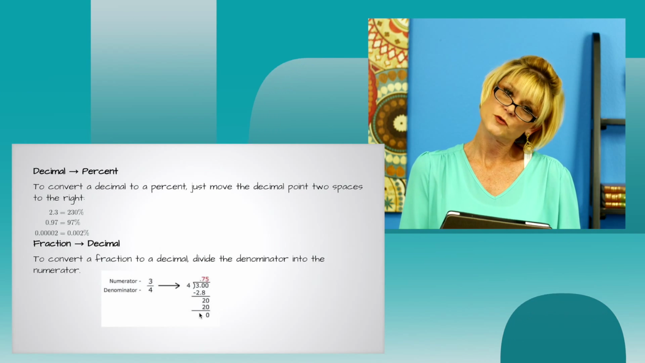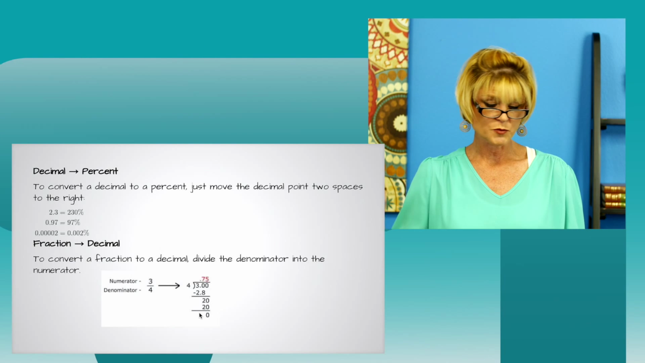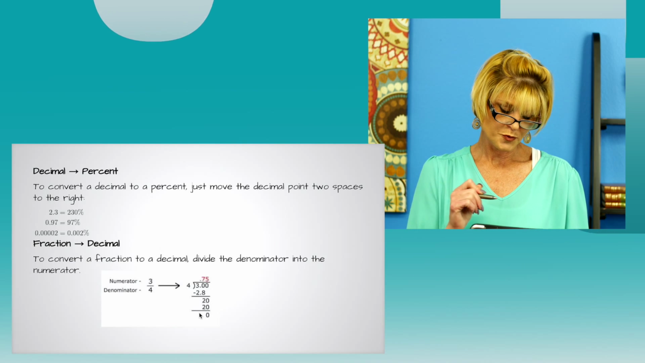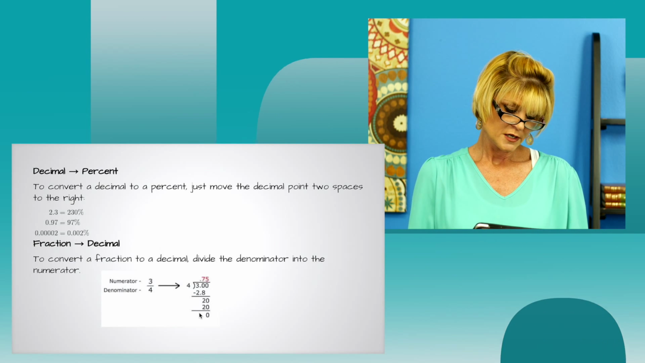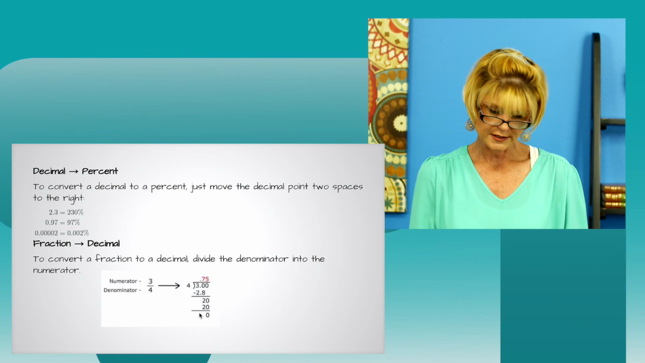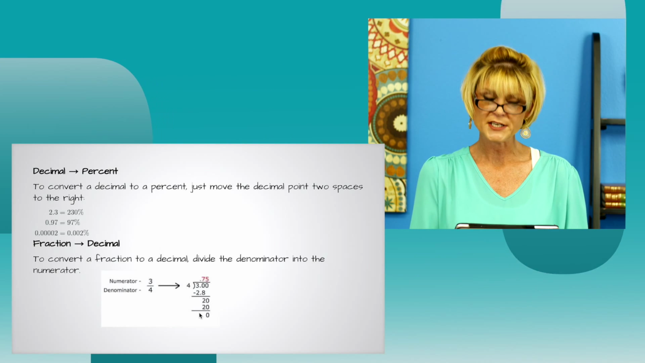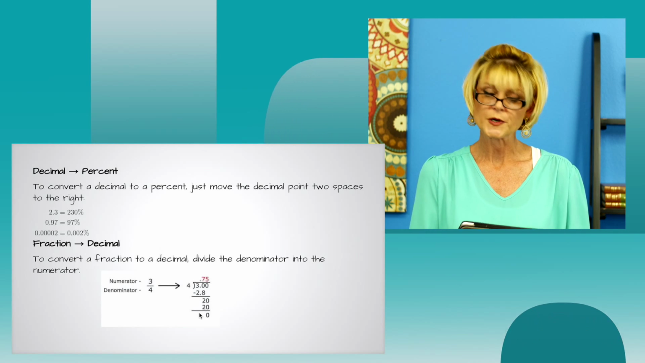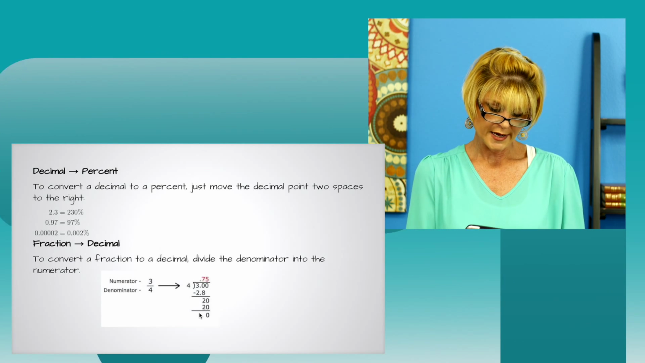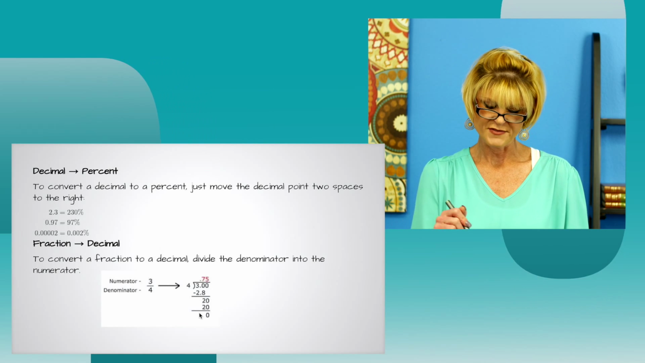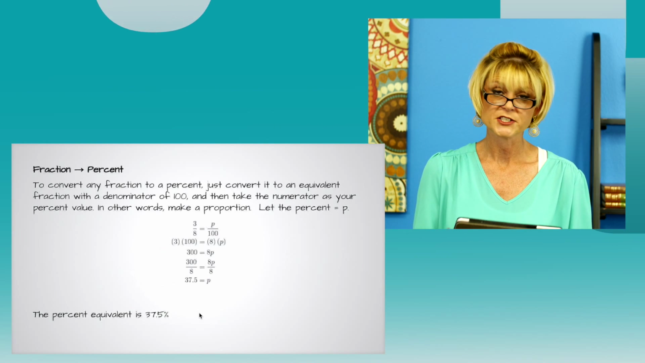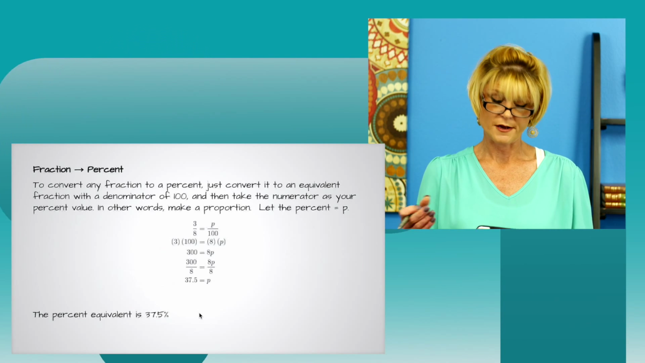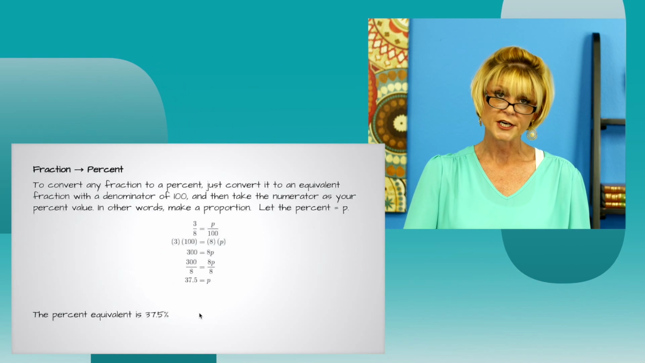When we're converting a decimal to a percent, you just move the decimal point 2 spaces to the right. And there's an example there if you'd like to see it. 2.3 equals 230%. 0.97 equals 97%, and so on and so forth. And then to convert a fraction to a decimal, you divide the denominator into the numerator. So if your numerator's 3, denominator's 4, you have 3 divided by 4 gives you 0.75. That one's pretty simple. And then a fraction to a percent, you just convert it to an equivalent fraction with a denominator of 100. And then take the numerator as your percent value.